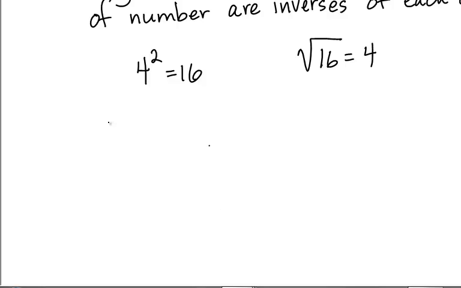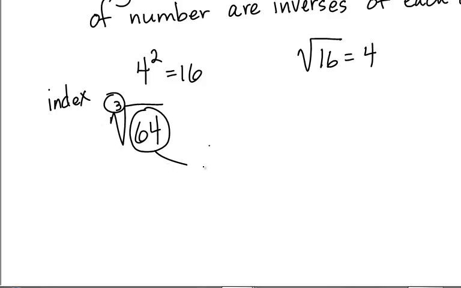One thing you do need to know, some terminology. If I said the cube root of 64, this little number is called the index. The number underneath the radical is called the radicand. And then this is just called the radical sign.